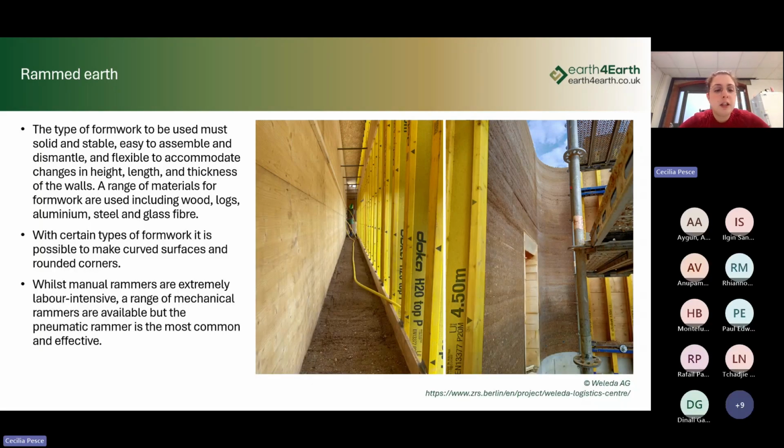And yeah, traditionally the earth was rammed manually, but this was extremely labor intensive. But nowadays it can be made mechanically. And the most common type of rammer is the pneumatic rammer, which is definitely by far the most effective, efficient, and it produces very high quality results.